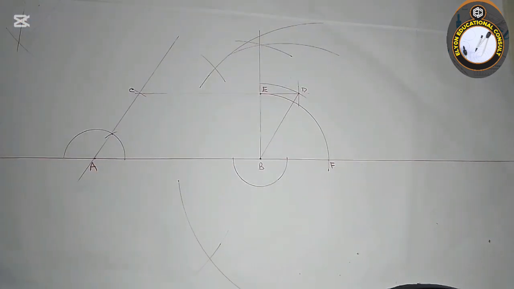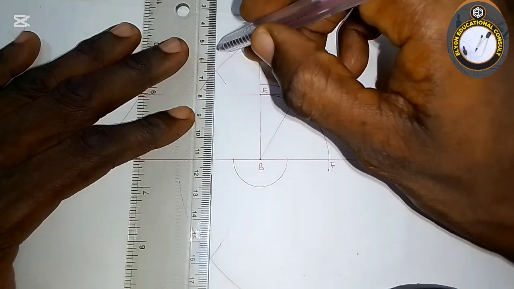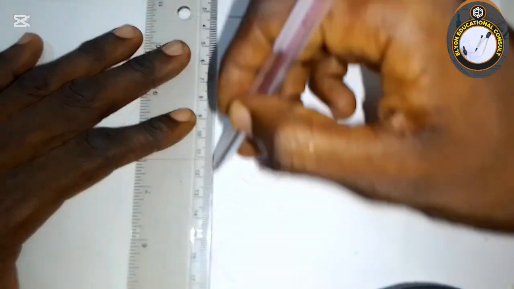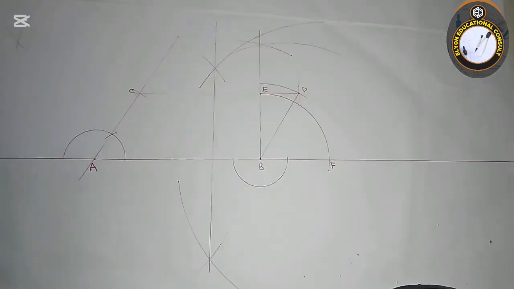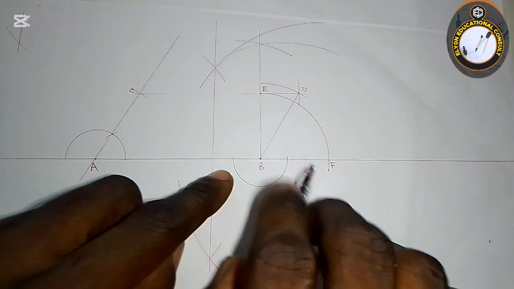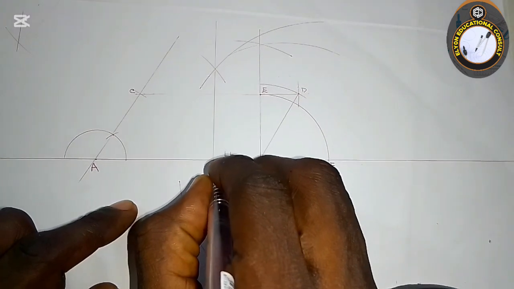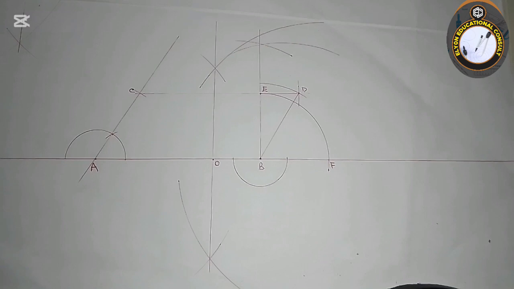So I'm going to draw a straight line this way, which cuts line AF. We can call that the midpoint. Let's use letter O for that.